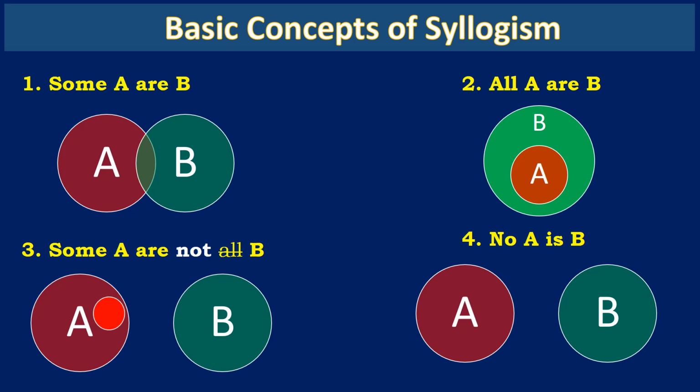Some A are not B. This is a particular negative syllogism, where the premises assert that some members of class A are not members of class B. For example, some flowers are not red. No A is B. This is a universal negative syllogism, where the premises assert that no members of class A are members of class B. For example, no birds can swim. These four types of syllogisms are used to draw logical conclusions based on the relationship between the two classes involved.